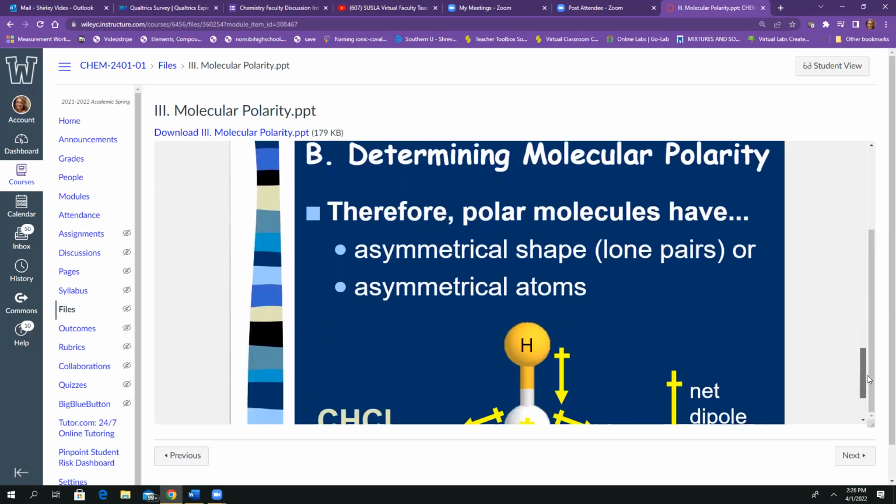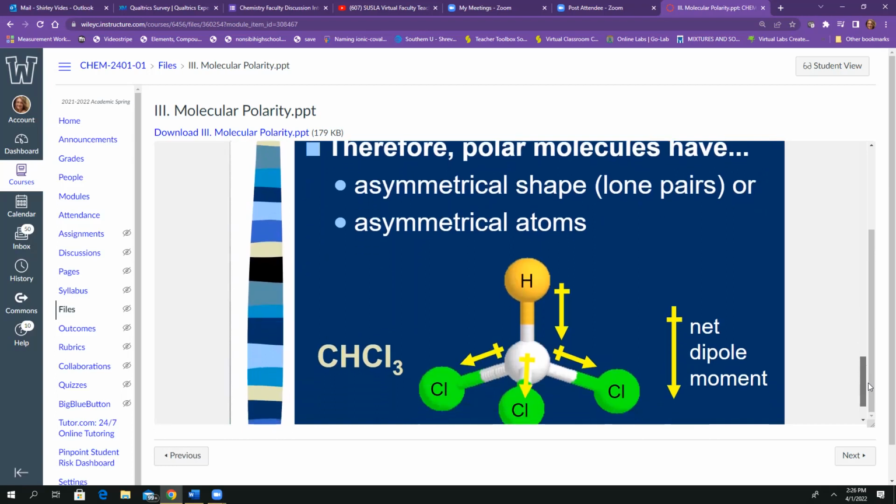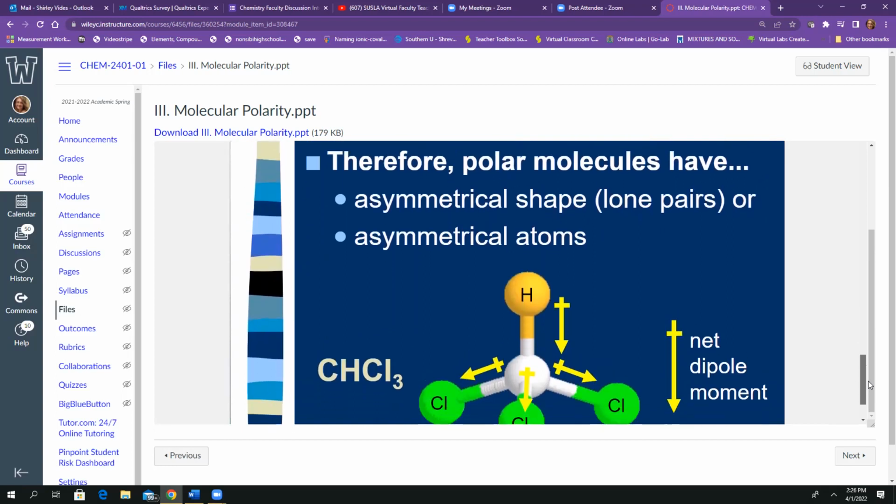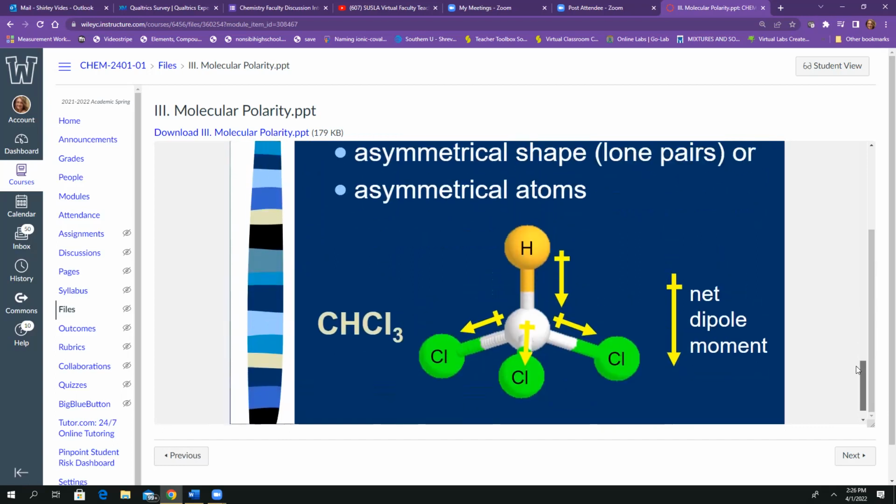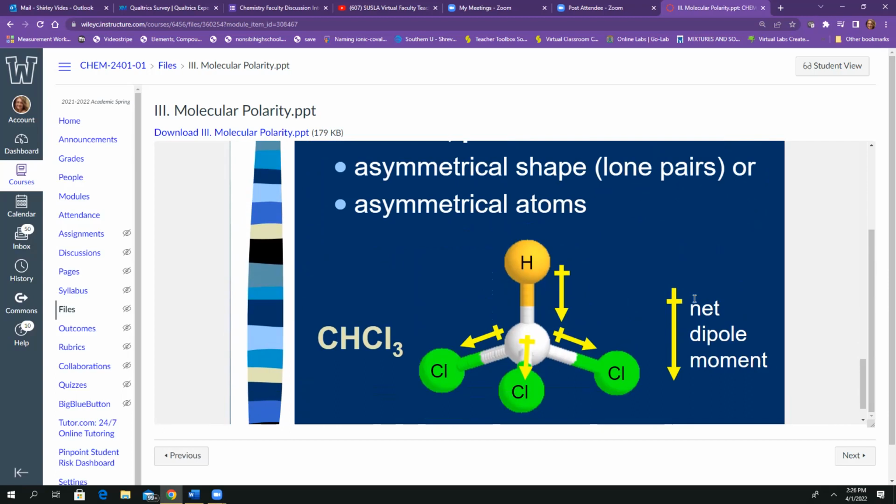Now, determining molecular polarity. So one of the things that you have to remember is when you do your Lewis structure, if you have any lone pairs about the central atom, or you have a different atom that is part of the atoms that are bonded to that central atom, then you're going to have a net dipole. So there are two conditions, and if either one of them is met, then you have dipoles. One is the asymmetrical shape, which includes lone pairs, right?